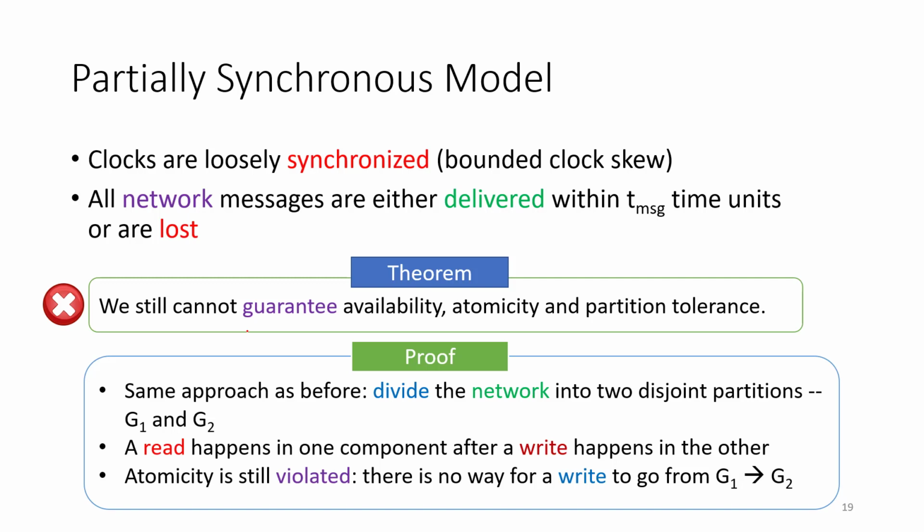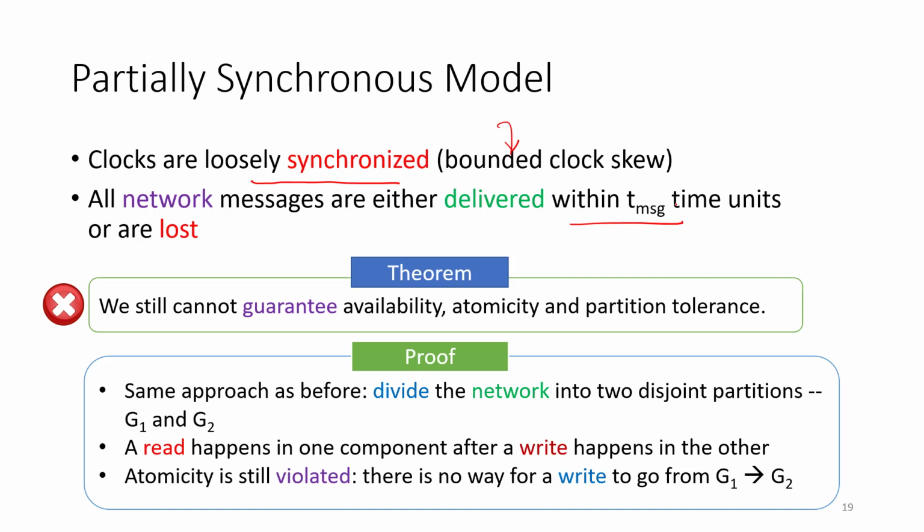Now let us look at a different model. We have been looking at an asynchronous model up till now. Let us look at a partially synchronous model, which we will also discuss in other papers like Stellar and so on, where clocks are loosely synchronized. There is a bounded clock skew. All network messages are either delivered within T message time units or they are lost. So the network is also reliable. Clocks are also reliable.